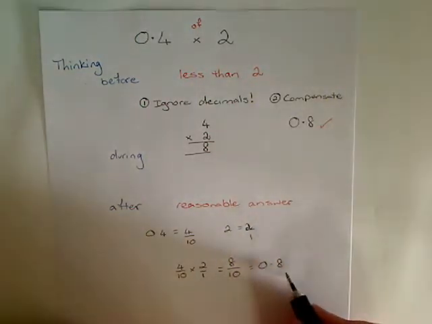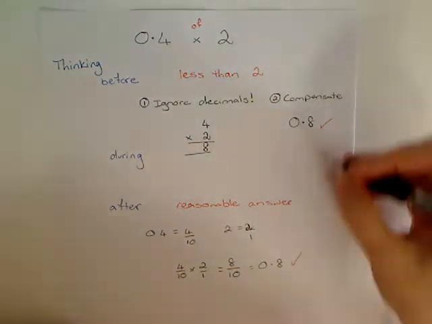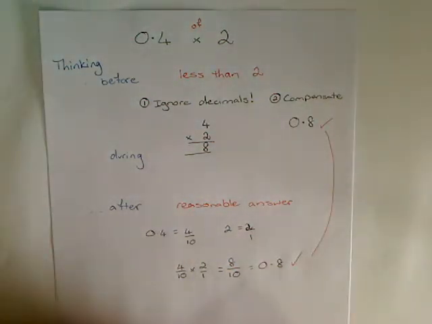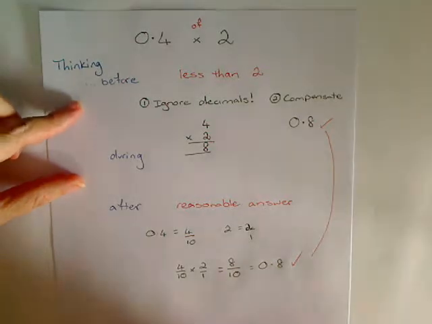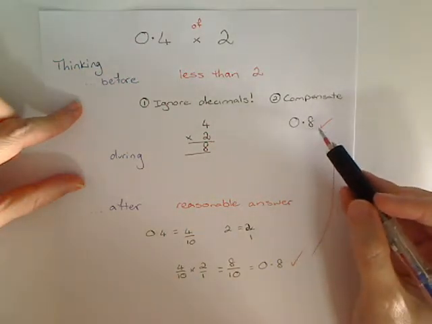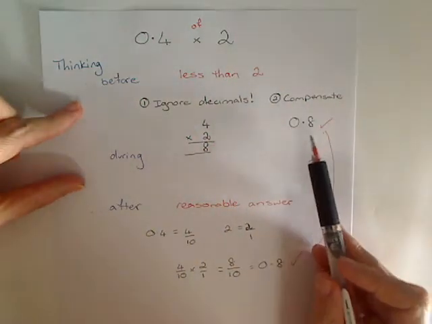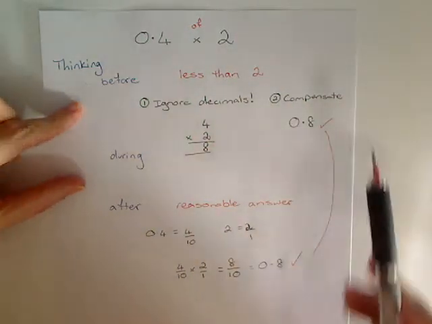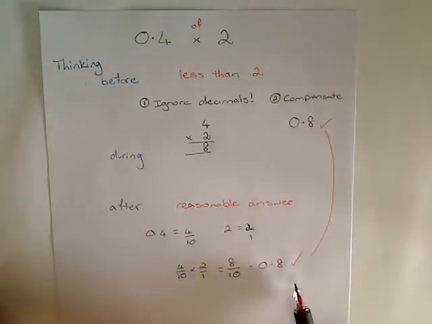And we always write our answer in the same form that it began. So if we started with decimals, we finish with decimals. And again, that's looking good because we got the same response each time. So thinking before, you should estimate. During, you ignore the decimals and compensate for them later. Count up the decimal places in both numbers that you started with and add it to your answer. And then at the end, to make sure your answer makes sense, check it with fractions to be sure.